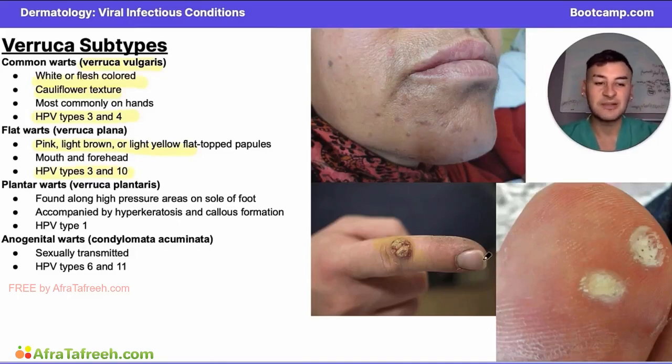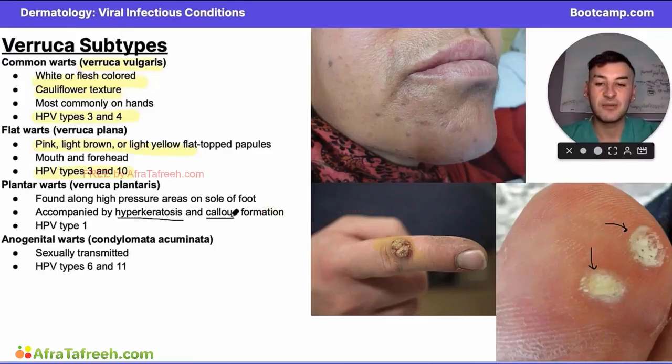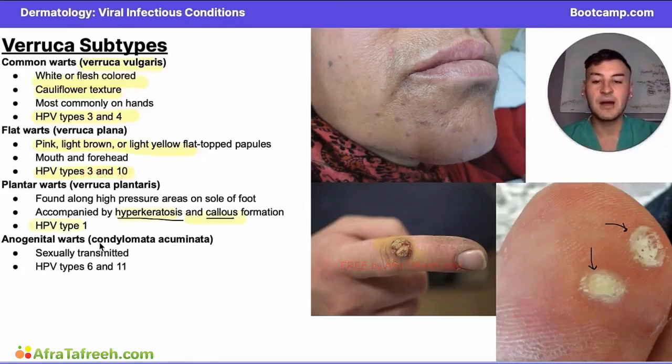Next, we have our plantar warts, which are going to be happening down here on the soles of the feet. These occur in areas of high tension/friction. So think like the balls of your feet, the areas that get a lot of pressure. They're going to be accompanied by a lot of hyperkeratosis and callus formation. And these are due to HPV type 1. Next, we're going to have anogenital warts, which are known as condylomata acuminata, and these are sexually transmitted warts, and they are due to HPV types 6 and 11.